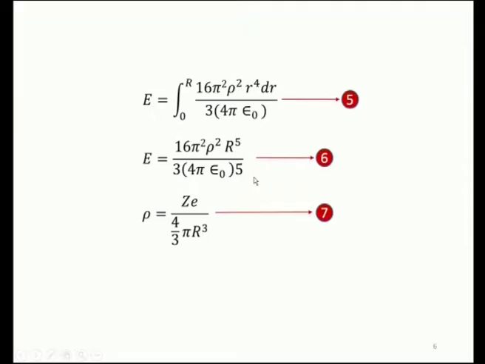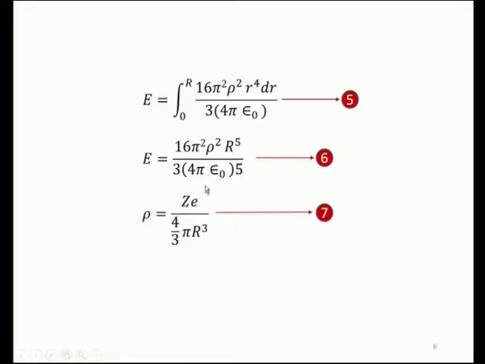This is equation 6. Now, what is that rho? We said it is charge per unit volume. What is the charge held by the whole sphere, the whole nucleus? It is Ze. And what is the volume of the nucleus? 4 by 3 pi capital R cube. So for the total charge held by the total volume, this is the charge density rho. Now we can easily substitute this rho into equation 6, and we will get almost the final result.